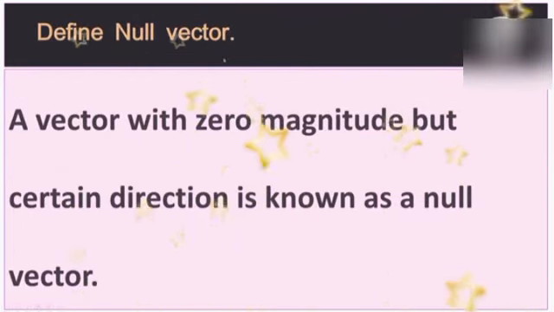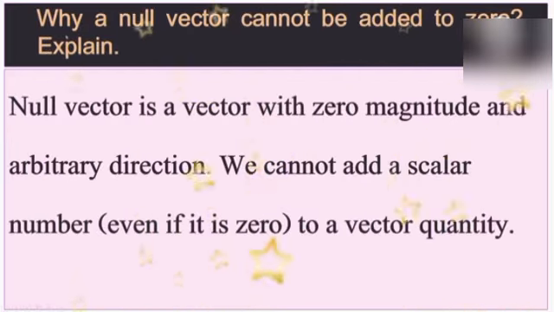Define null vector. A vector with zero magnitude but certain direction is known as a null vector. Why can a null vector not be added to zero? Explain. A null vector is a vector with zero magnitude and arbitrary direction. We cannot add a scalar number, even if it is zero, to a vector quantity.